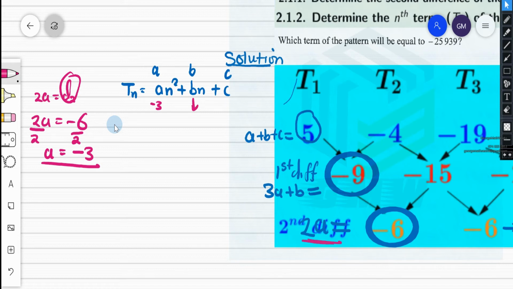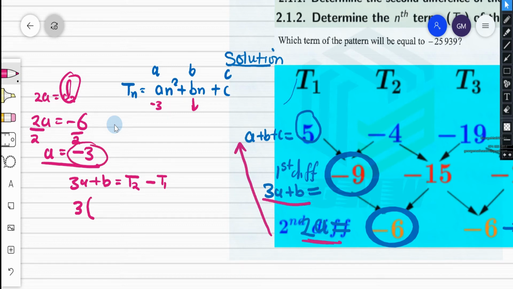Now going up, I am solving this problem from bottom here going up like that. So I have found a from this. Now there is this second equation here. 3a plus b is equals to t2 minus t1, which now means that wherever there is a, I got my value of a here. My value of a is negative 3.